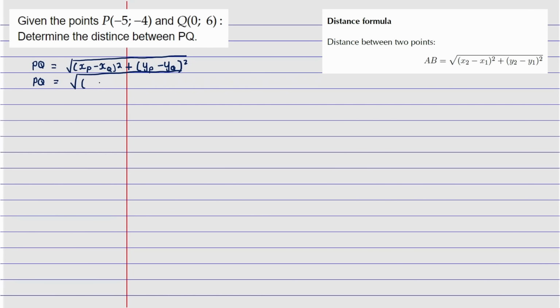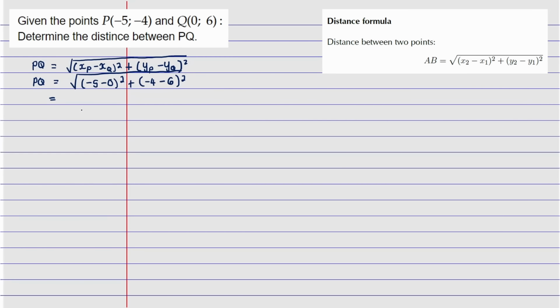Then here, what's XP is -5, right? What's XQ is -0. Then this is going to be all squared. Plus, this is going to be -4, right? Then this is going to be -6, right? And this is going to be all squared.